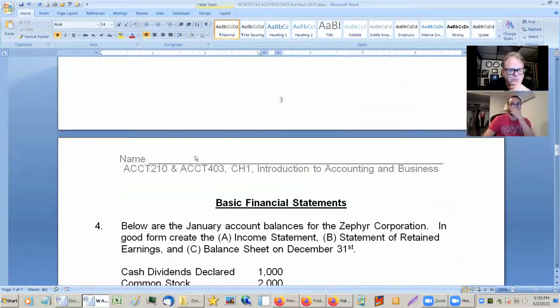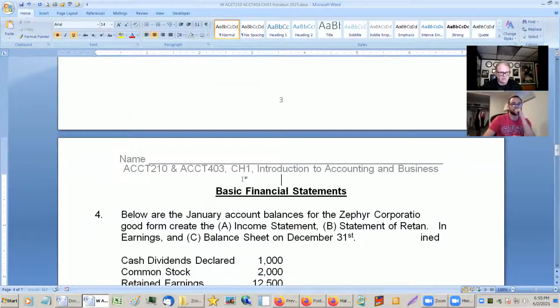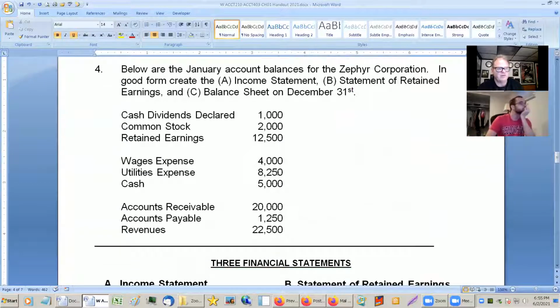Okay. Well, let's do another one. So if you go to page 4, now they're in a little bit different order. But basically there's a couple of changes here. What ones are new accounts? Accounts that we didn't see in the first one.